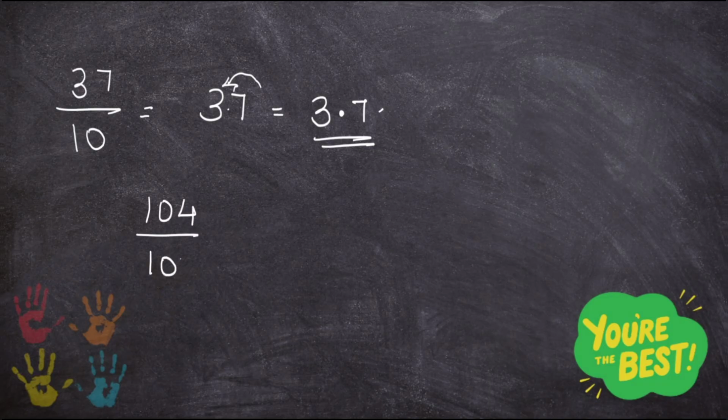104 upon 10. First step, just follow the steps. First step, write the number that is there in the numerator. Done. Where is the point right now? After 4. Check how many zeros are there. 1 zero. That means I am going to shift the point to the left hand side. How many digits? 1 digit. Now where is it? Over here. So the answer over here will be 10.4.